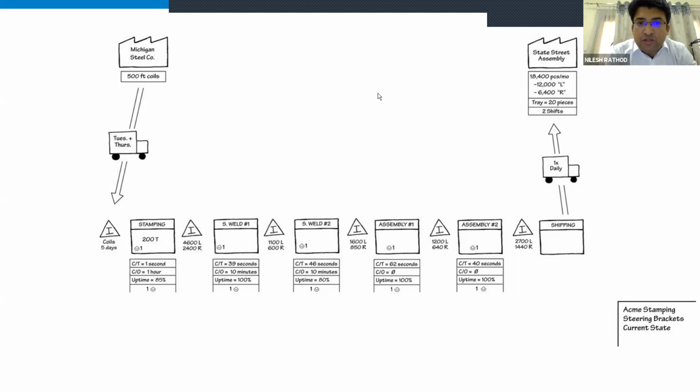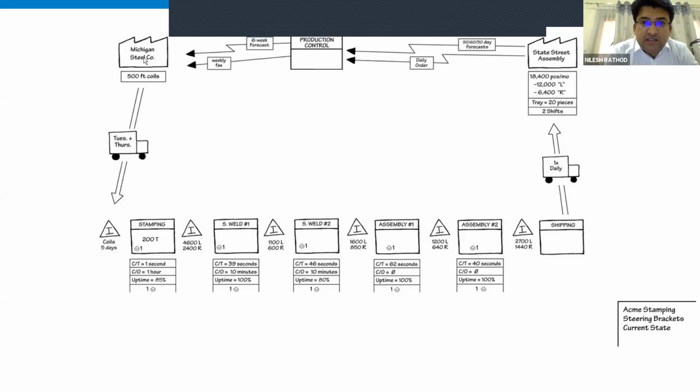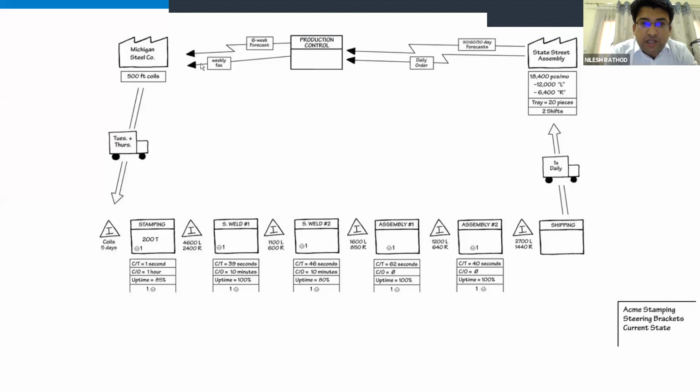Information flow is always mentioned at the top of the value stream map, and material flow always at the bottom. So this is my production planning and control department, which gets the info from the customer, giving 30-day, 60-day, and 90-day forecasts to our production planning control team, and our PPC department gives a 6-week forecast to the supplier. After that, they send the orders. The customer places a daily order, whereas our production planning control team sends weekly faxes to the vendor.